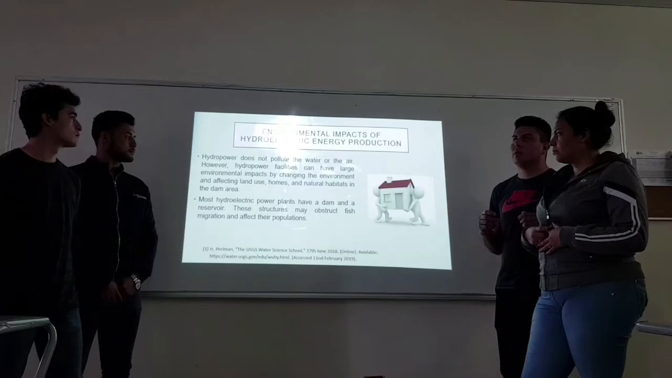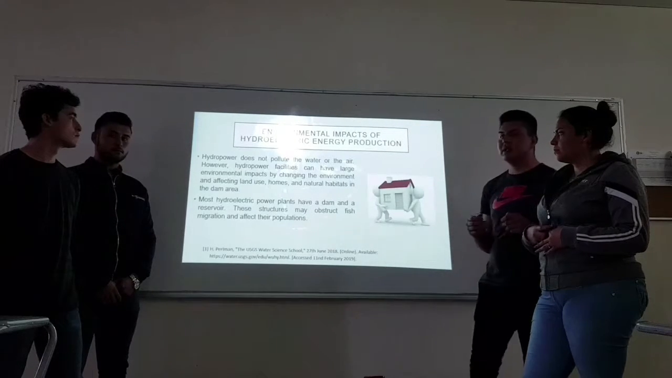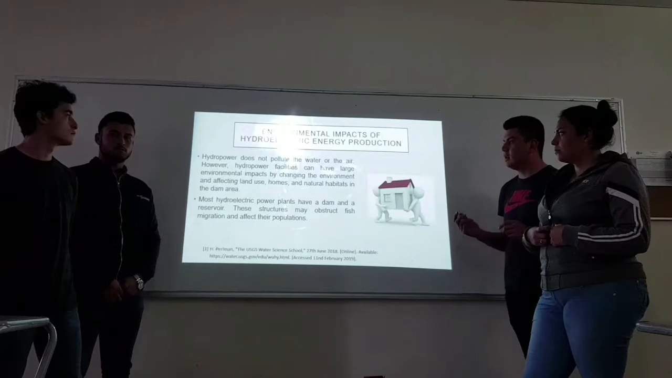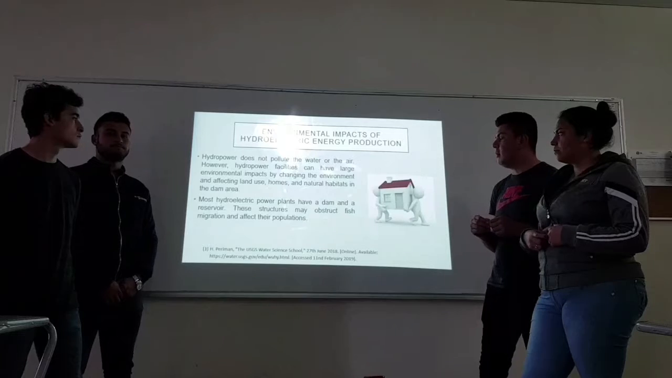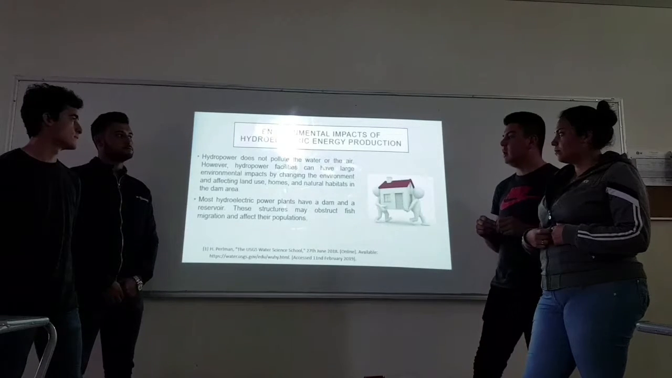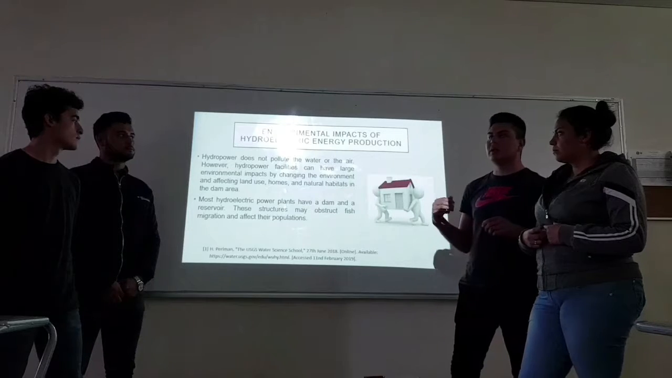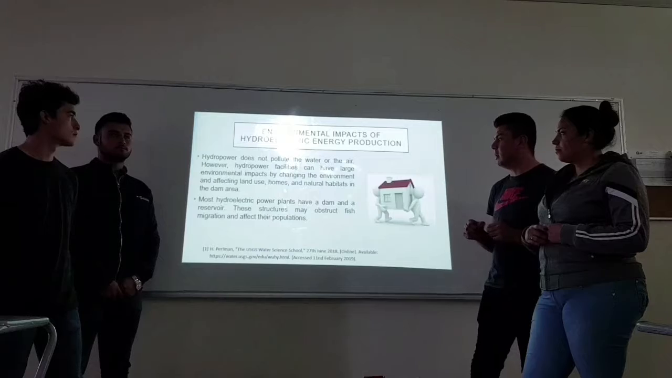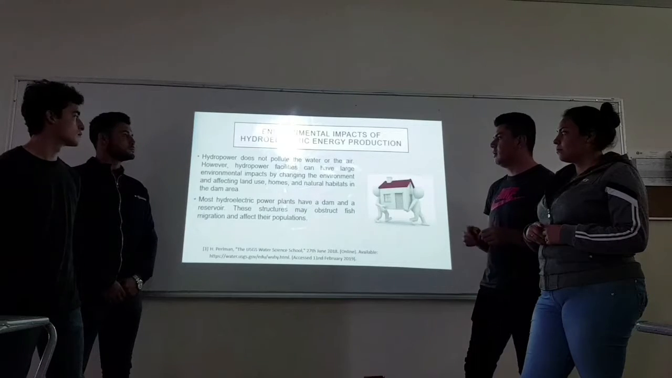Also, most electrical power plants have a dam and a reservoir. This structure may obstruct migration and affect the population. It also affects the fish and all the animals that live in the water.